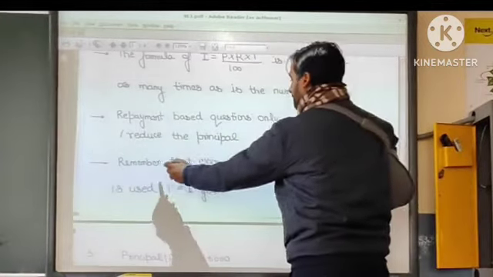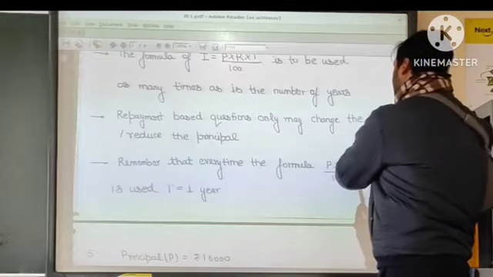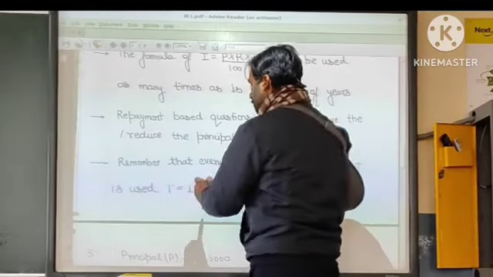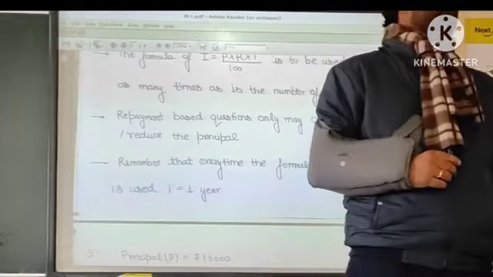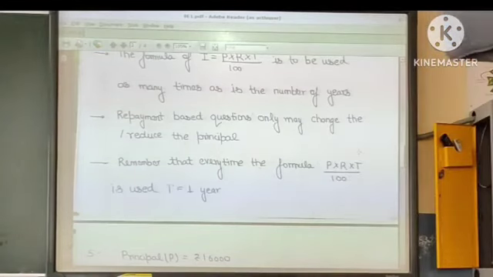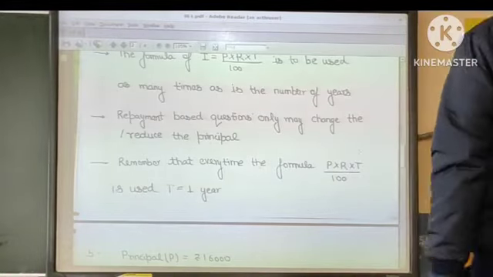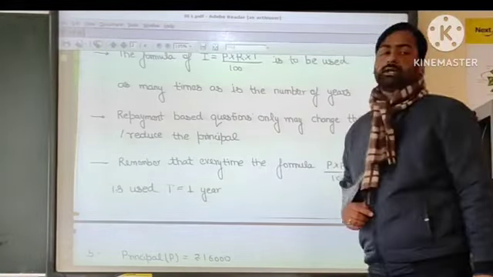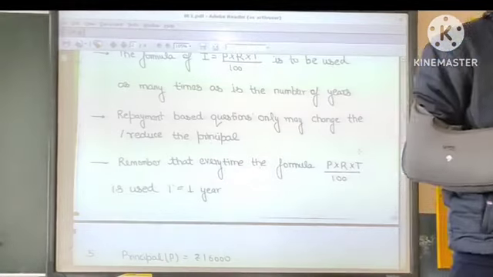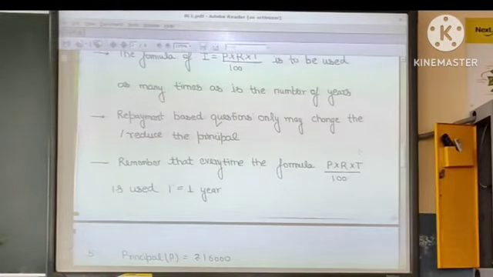Another important thing, remember that every time the formula P times R times T is used, T equals 1 year. That means whenever we use the formula, suppose for 3 years, T will be 1 year every time, because we are using the formula of simple interest to calculate the compound interest. Is that clear to all? Now, these things you may not know, no problem. But again, you have to understand these things. Clear to all?